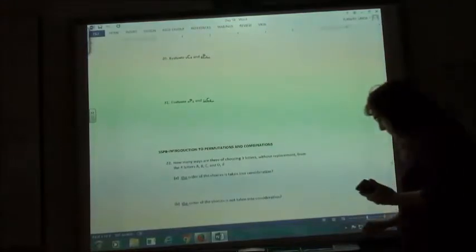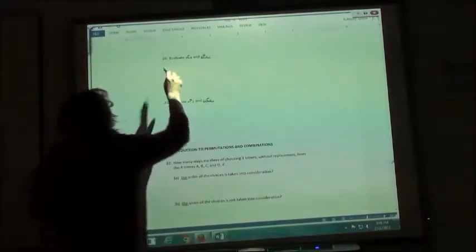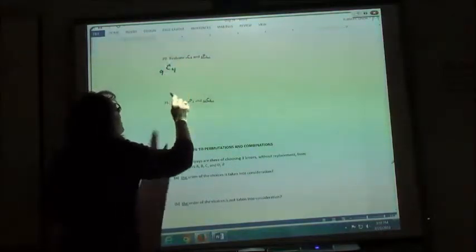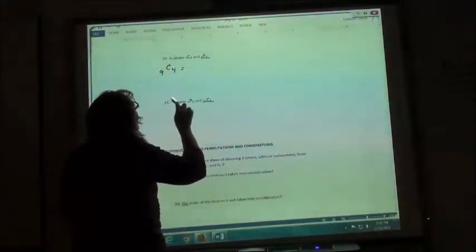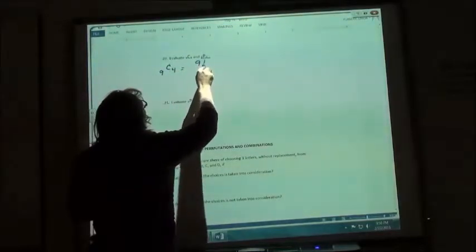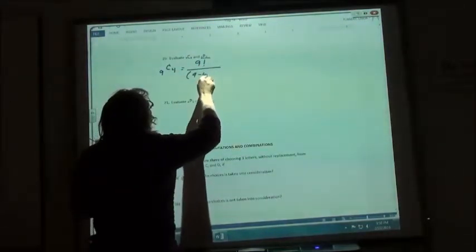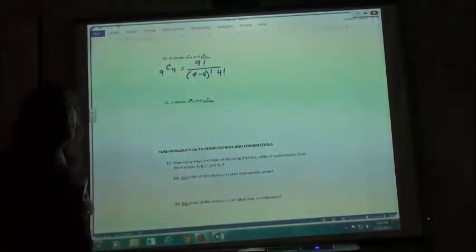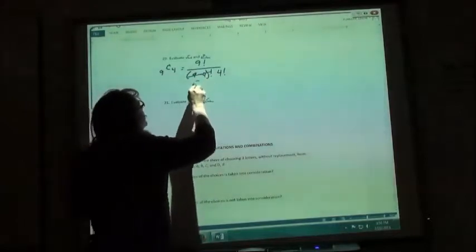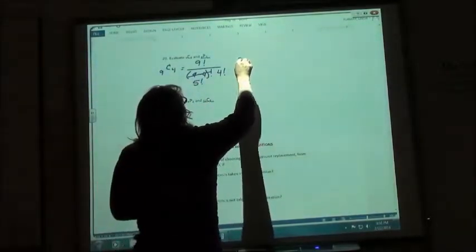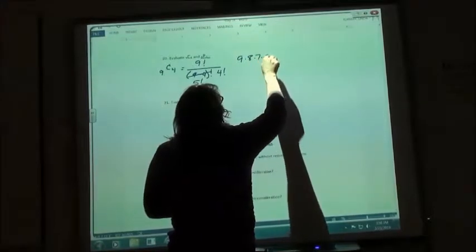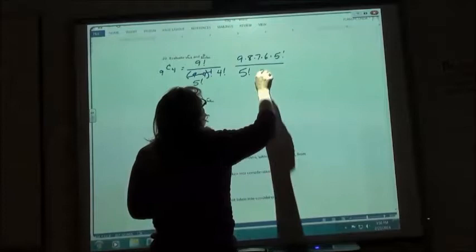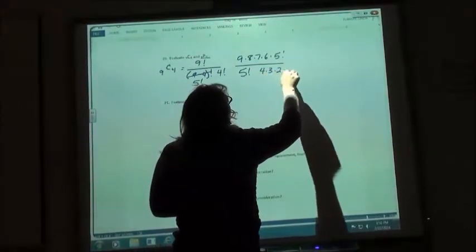Number 20 then. They switched them around. So I am going to have 9 things taken 4 at a time. I'm doing a combination, which means the order doesn't matter. And so I would do 9 factorial over 9 minus 4 factorial divided by that extra 4 factorial, since I'm going to have fewer choices. This would make this 5 factorial. So 9 times 8 times 7 times 6 times 5 factorial. 5 factorial times 4 times 3 times 2 times 1.